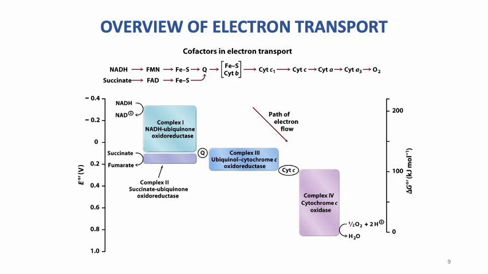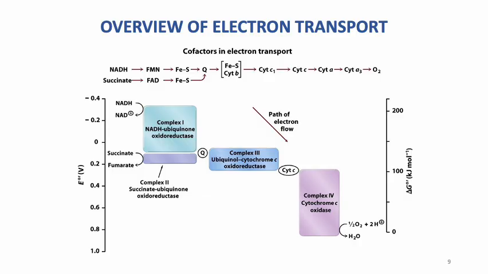This also shows these complexes again with the cofactors involved in them. Complex 1, for example, as you see at the top of the slide, contains cofactors like NADH and iron sulfur clusters. Complex 2 contains FAD and iron sulfur clusters. Complex 3 contains iron sulfur clusters, cytochrome B and cytochrome C1. Complex 4 contains cytochrome A, cytochrome A3, as well as oxygen, which is the terminal electron acceptor.